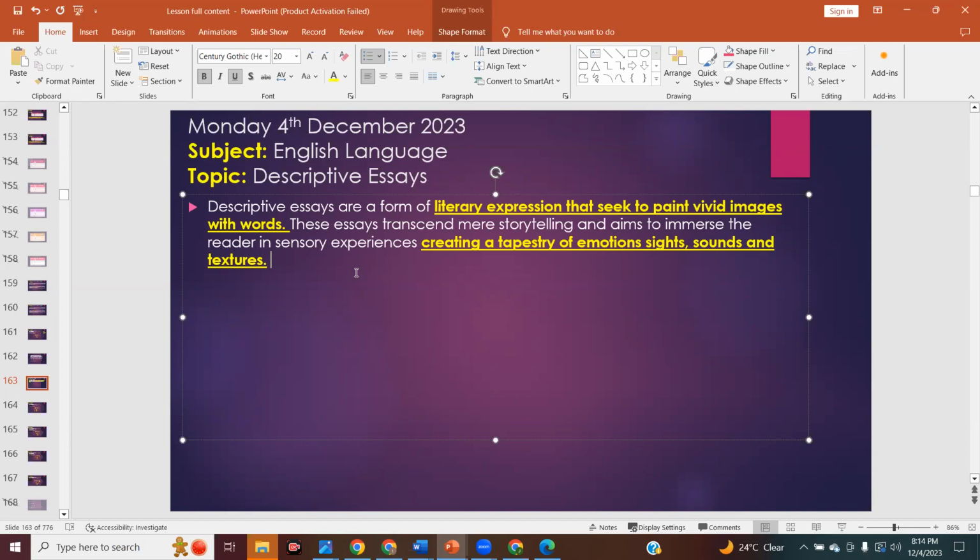So what are some elements of a descriptive essay? Let's write that. Elements of a descriptive essay. If you want to write a descriptive essay, what are some things you need to keep in mind and remember as you write? So the first thing is you need to make sure that you include sensory details and imagery. Right? So sensory detail and imagery.